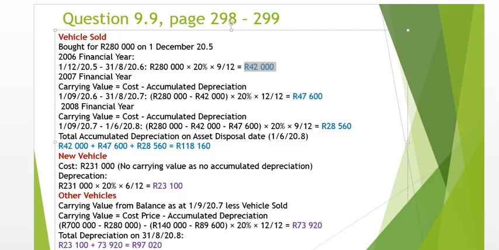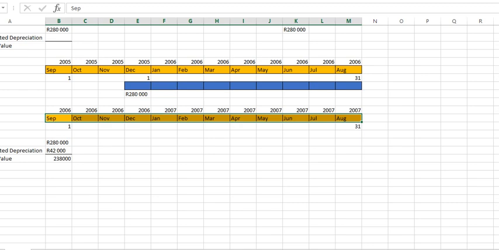So if we calculate that, then our current value is our cost price of 280,000 Rand less our accumulated depreciation of 42,000 Rand. So then our carrying value is 238,000 Rand. That we're then going to depreciate at a rate of 20% for 12 out of 12 months, giving you a depreciation for the 2007 year of 47,600 Rand. Okay. So then we get to the beginning of our current financial year.